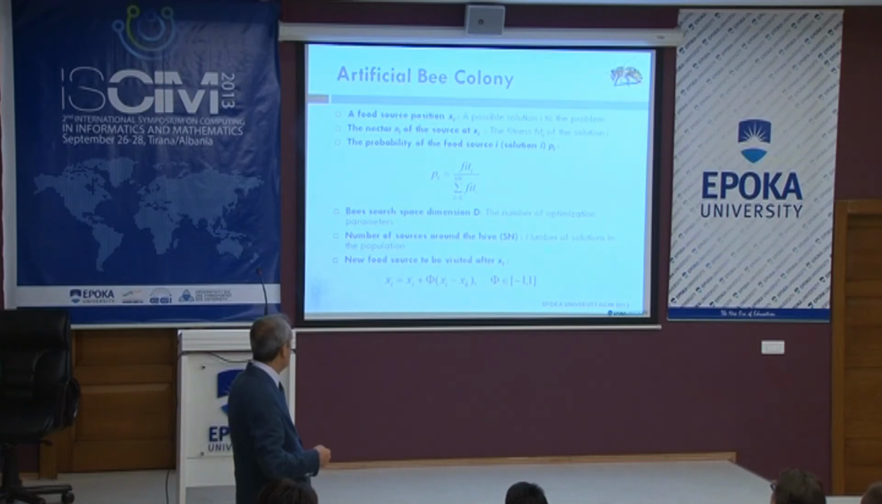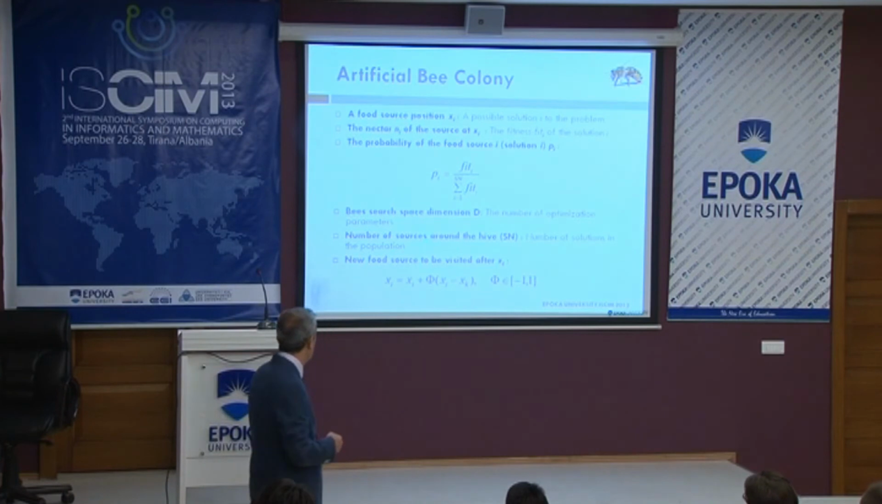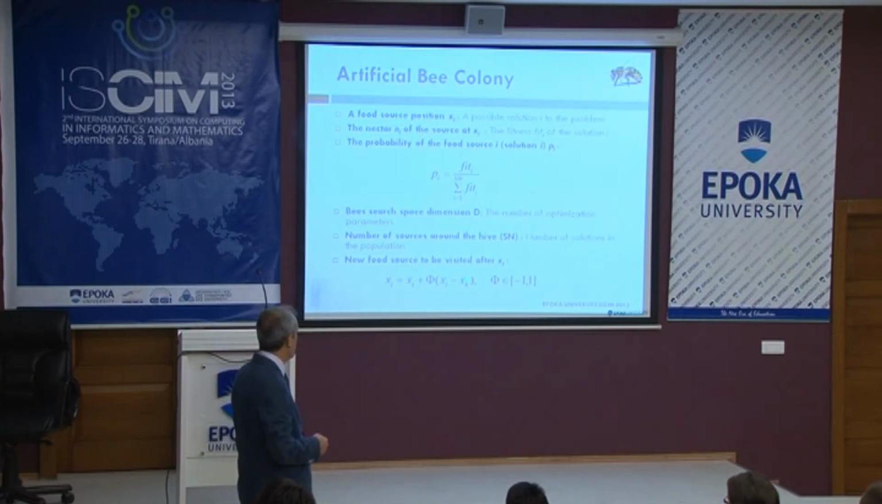The number of food sources around the hive equals the number of solutions in the population. For a new food source to be visited, this simple definition can be used to find a neighbor. This is the existing food source, and this is another food source. Take the difference, multiply by this coefficient, and add it to the existing solution, and you get a neighbor of the food source. The bee must first test the nectar amount or quality of the food source, and if it is not good, of course, she remembers the previous one.